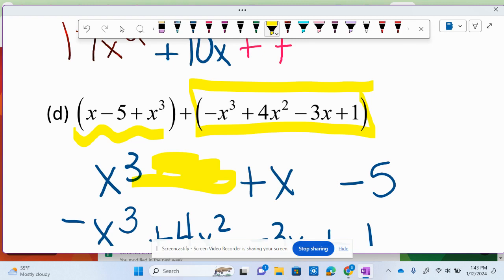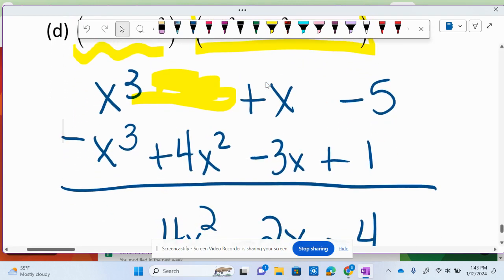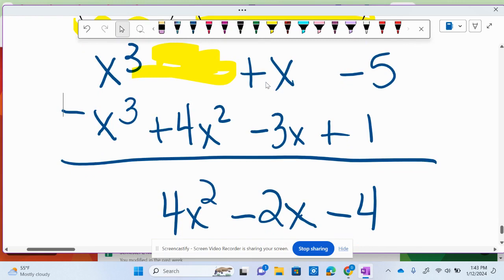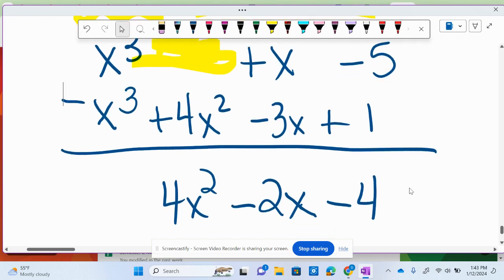Okay. So a positive x cubed and a negative x cubed give me 0x cubed, which is just 0, so I didn't even write it. There's nothing to add my 4x squared to, so 4x squared by itself. A positive 1x and a negative 3x give me negative 2x. Negative 5, positive 1 is negative 4. Do you guys feel okay with adding? Yes? Okay. I'm going to skip letter E, and I'm going to go to the back.